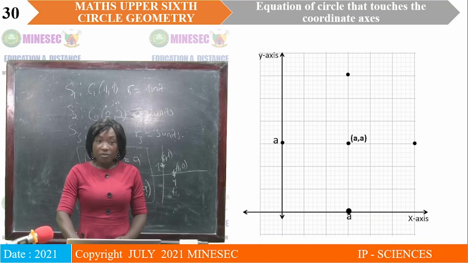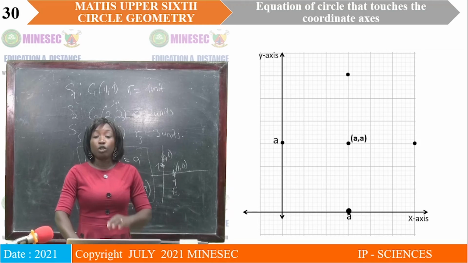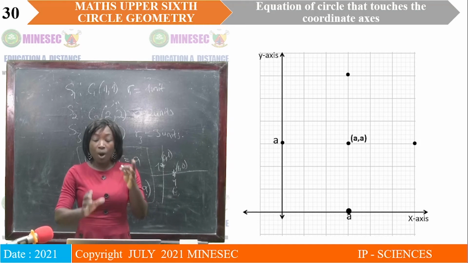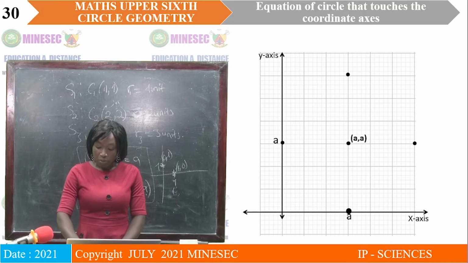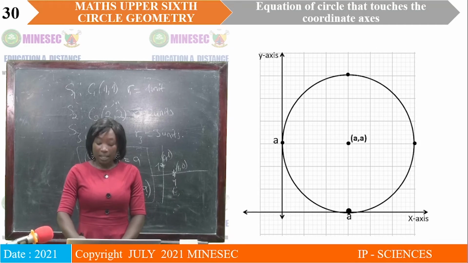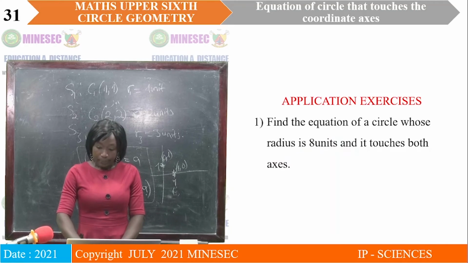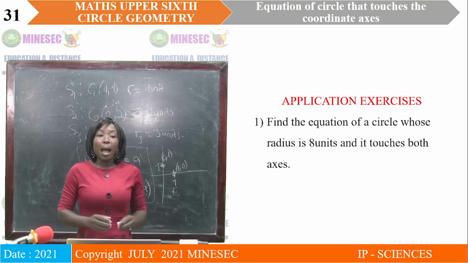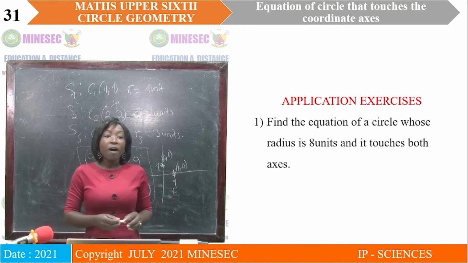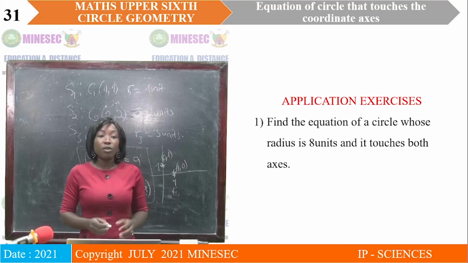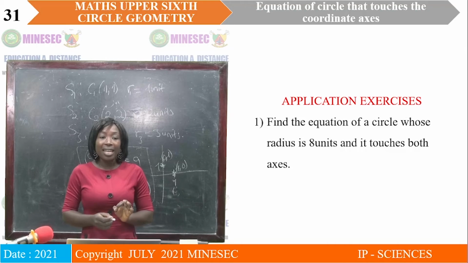Now we have this diagram, which is just to illustrate what we have just mentioned in the recall: that is, a circle with radius a and center (a, a). Now we look at the application exercises. The first question: find the equation of a circle whose radius is 8 units and which touches both axes.